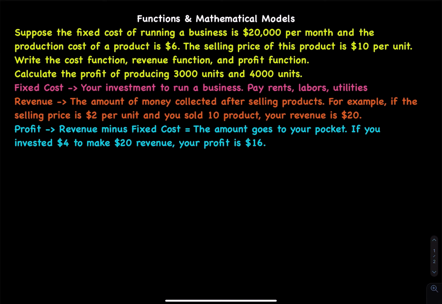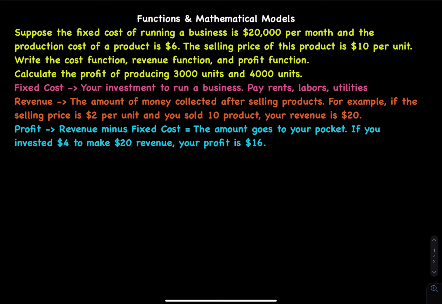Let's use this problem to talk about functions and mathematical models. Suppose the fixed cost of running a business is $20,000 per month and the production cost of a product is $6. The selling price of this product is $10 per unit. Write the cost function, revenue function, and profit function.